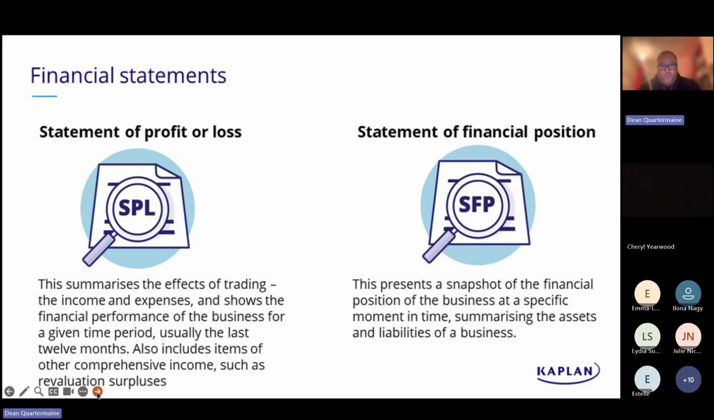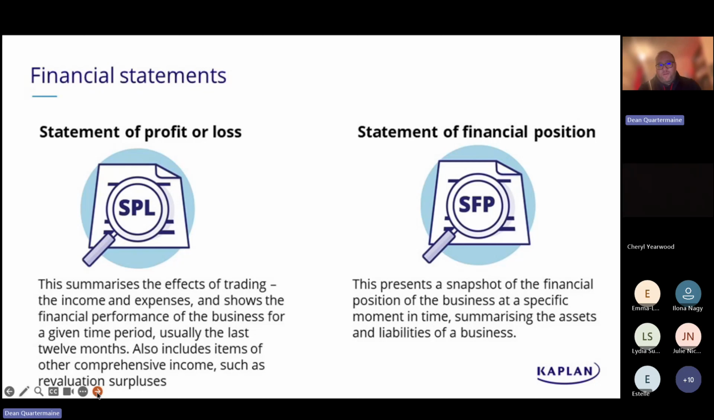It also includes items of other comprehensive income. This is a new level 4 concept, something we don't talk about at level 3. But other comprehensive income, such as revaluation surpluses, which we will talk about in future weeks. We'll touch on it a little bit, but we'll definitely explore more as we get deeper into the content.